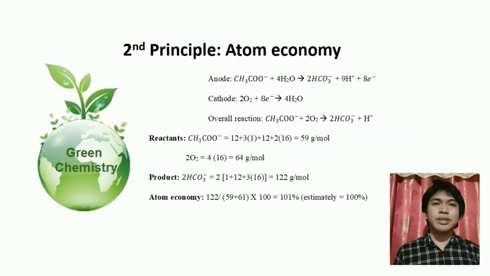Second principle, atom economy. This is the calculation for atom economy. This estimate is 100%, which indicates all the reactants react to form the desired product. Therefore, minimal waste or no waste is predicted from the reaction at the anode and cathode of the fuel cell.